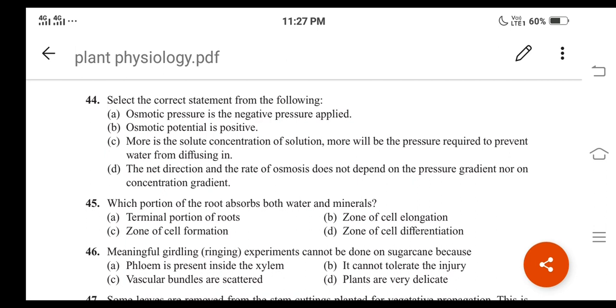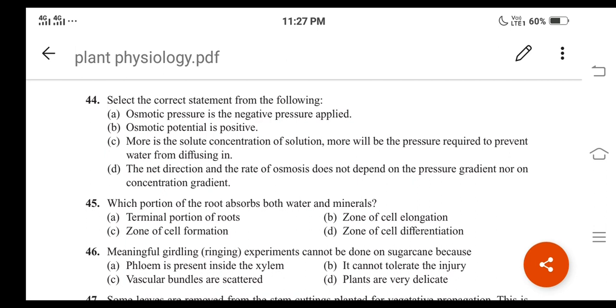Option A: osmotic pressure is the negative pressure applied. They have mentioned it like this, but in reality, osmotic pressure is the positive pressure applied. Then option B: osmotic potential is positive. Remember, osmotic potential or solute potential, we mention it as psi s. Its value will always be negative, not positive. Then C is the correct statement.